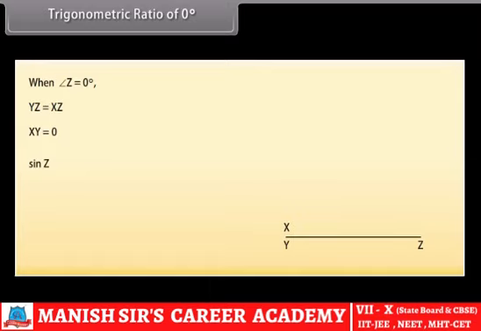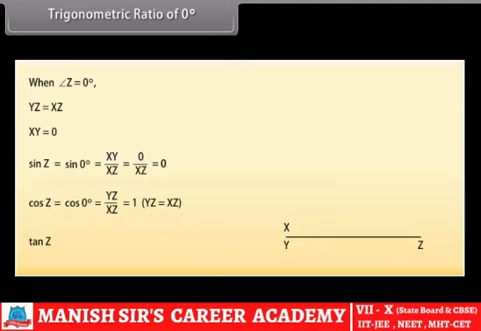Sin Z is equal to sin 0 degree, which is equal to XY upon XZ, which equals 0 upon XZ, which is equal to 0. Cos Z is equal to cos 0 degree, which equals YZ upon XZ, which equals 1, as YZ is equal to XZ. Tan Z is equal to tan 0 degree, which equals XY upon YZ equals 0 upon YZ, which is equal to 0.